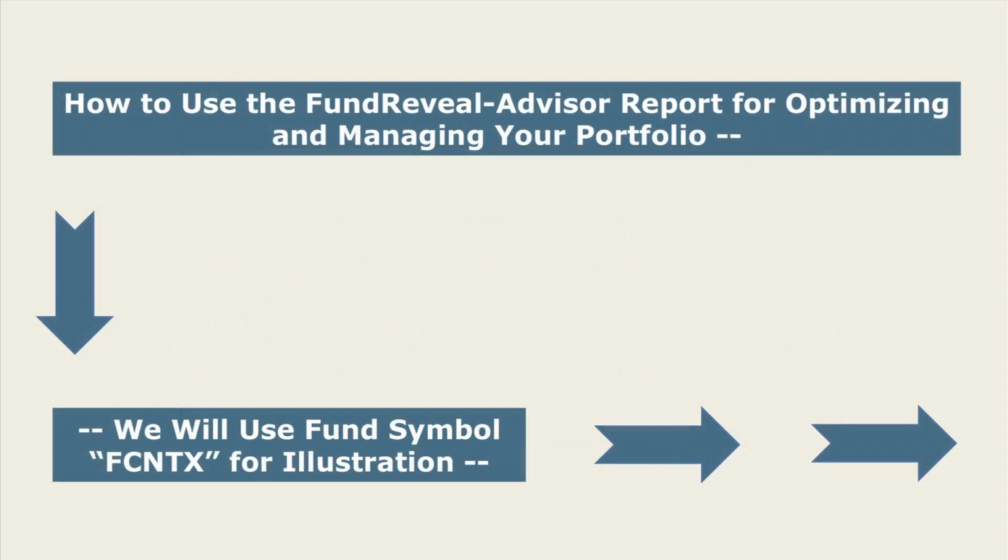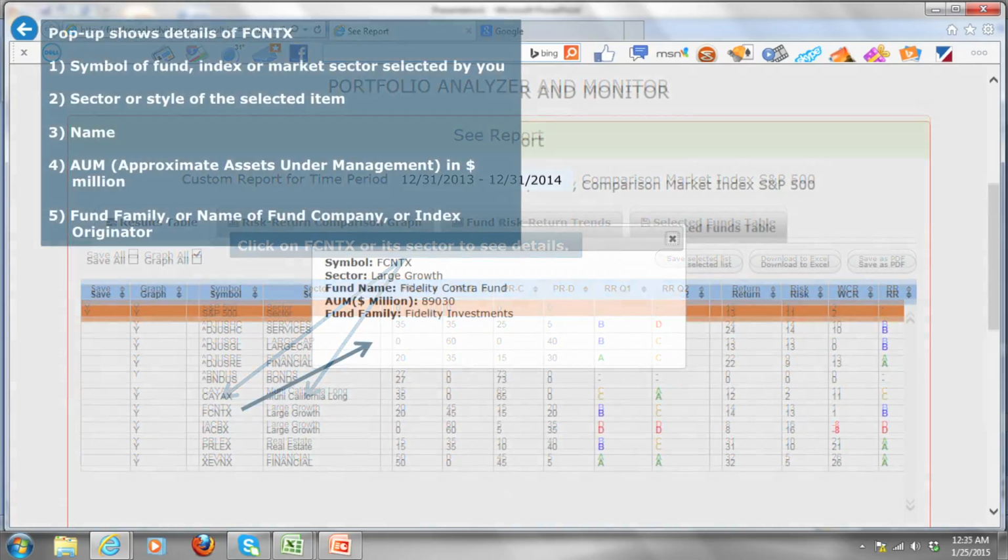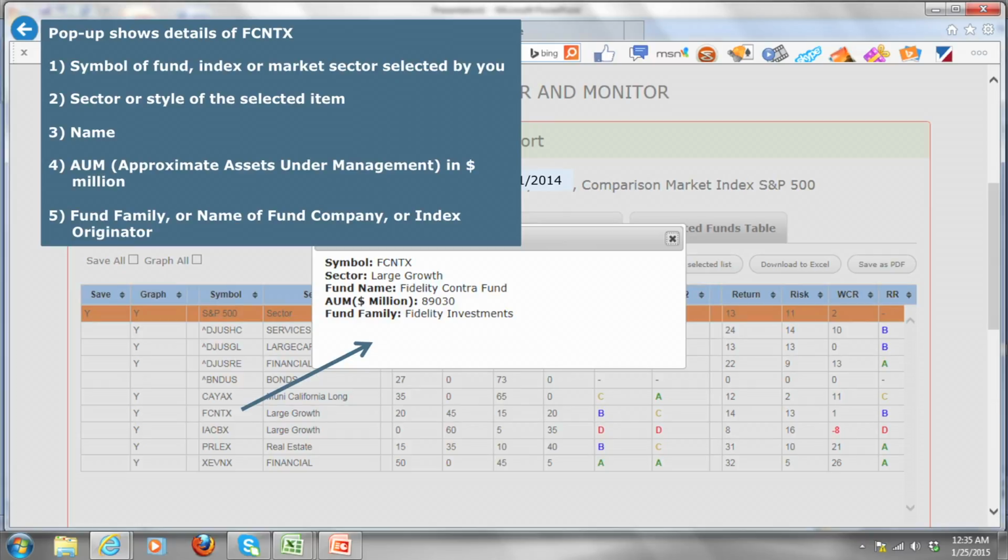How to use the FundReveal Advisor Report for optimizing and managing your portfolio. We will use fund symbol FCNTX for illustration. Click on FCNTX or its sector to see details. A pop-up shows details of FCNTX.